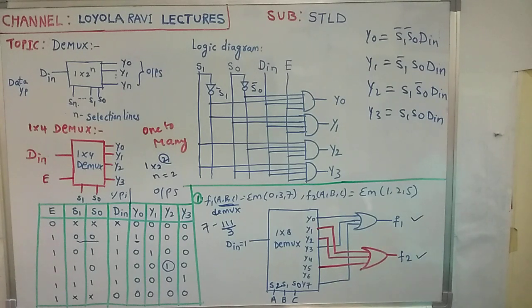But the only difference between the demultiplexer and the decoder is that the selection lines are acting as inputs for the decoder, and D in is acting as enable. This is the most important problem. This is the end of demultiplexer implementation.